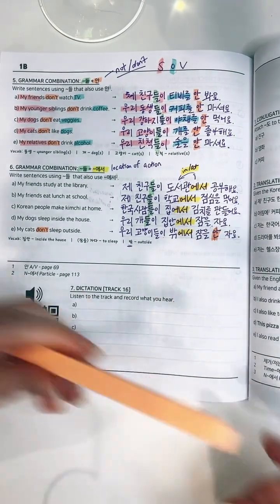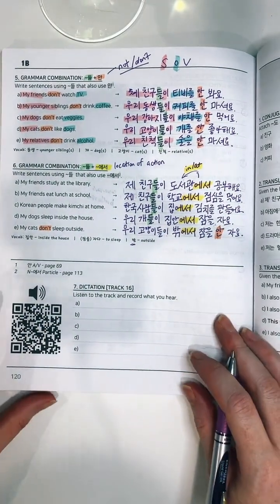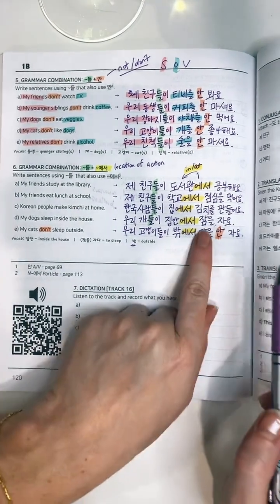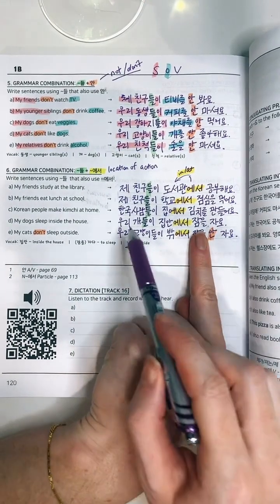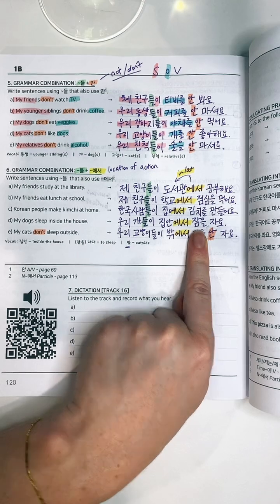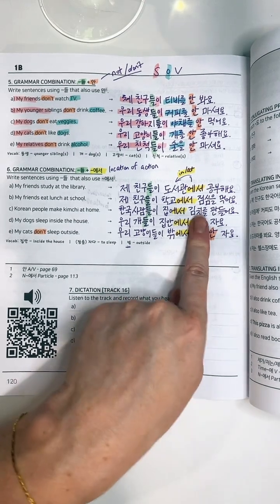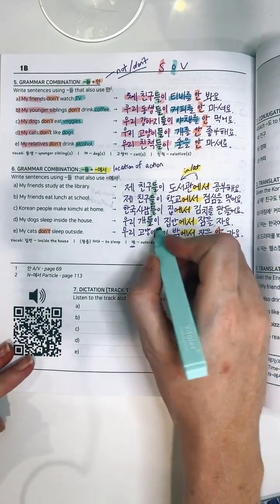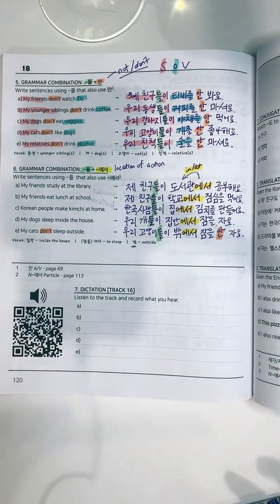You can say 안 잠을 자요, but it's less natural. It's more natural to say 잠을 안 자요. Or you can drop 잠을 and just say 우리 고양이들이 밖에서 안 자요. That's also fine as well. So this 잠 is optional in these sentences. But you can include it if you like.